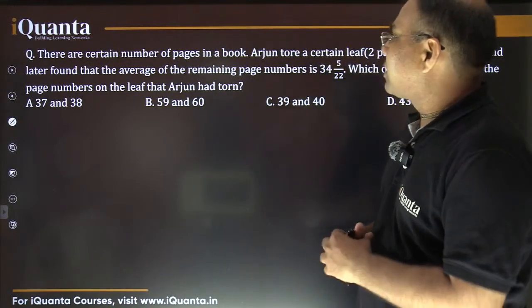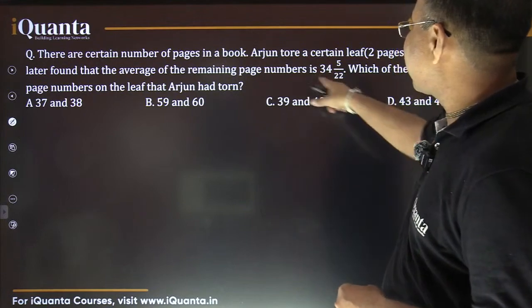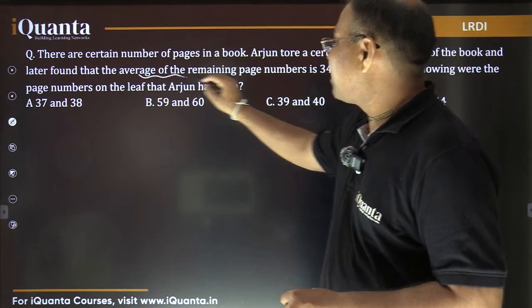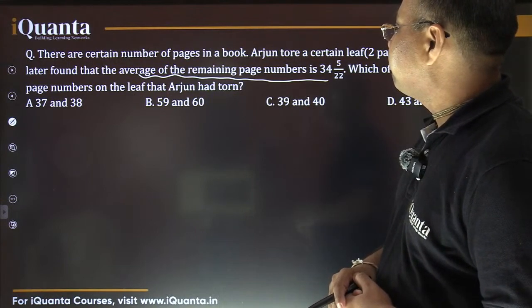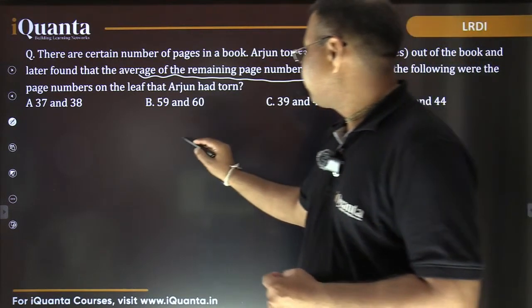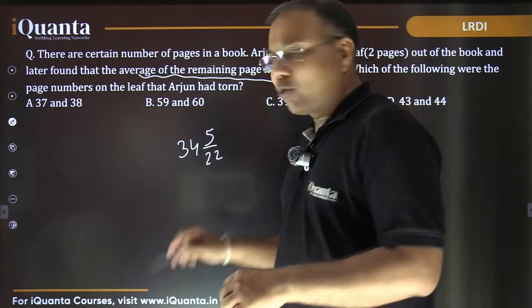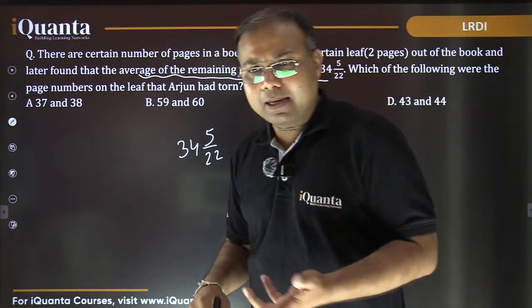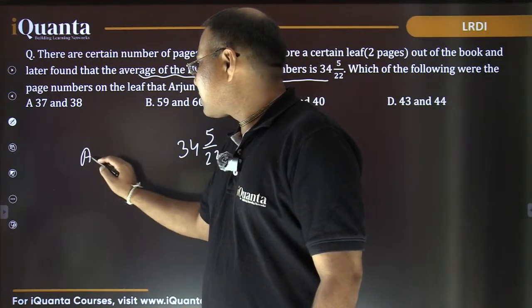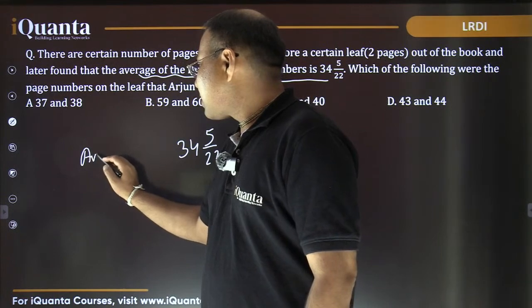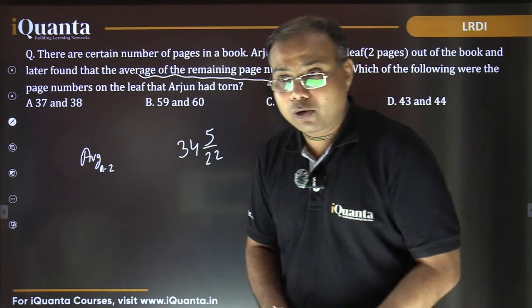What initial points can we talk about? Average of the remaining page numbers. Average of the remaining page numbers is given, 34 5 by 22. If total page numbers are n, so this is the average of the remaining n minus 2 page numbers, yes or no? This is the average of remaining n minus 2 page numbers. Is it yes or no?